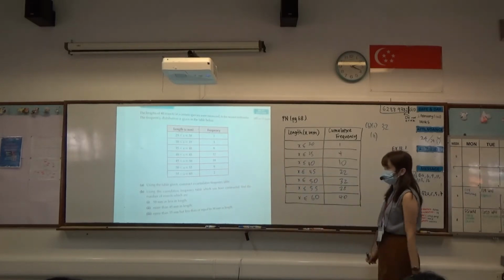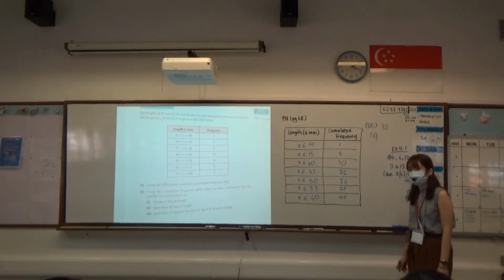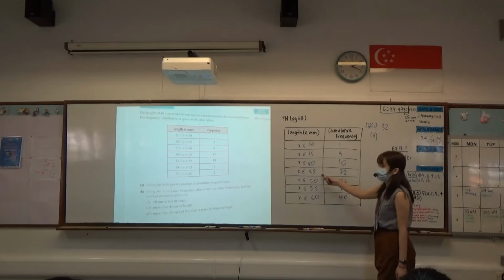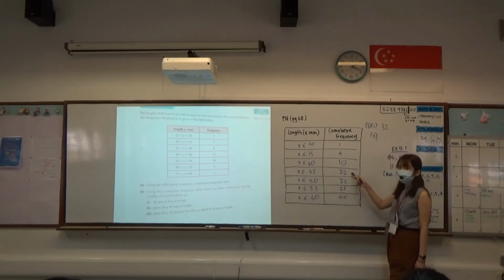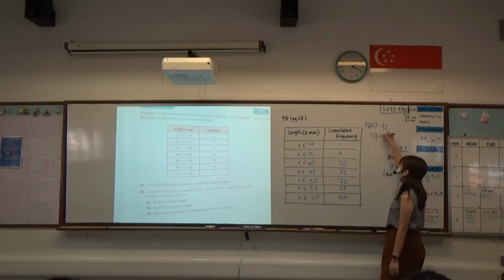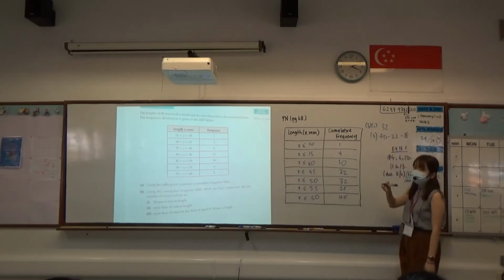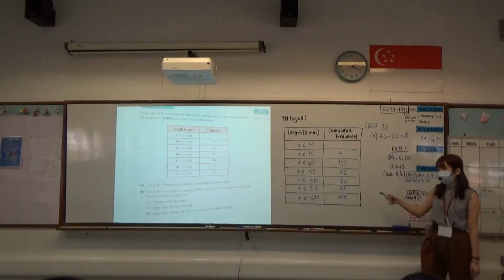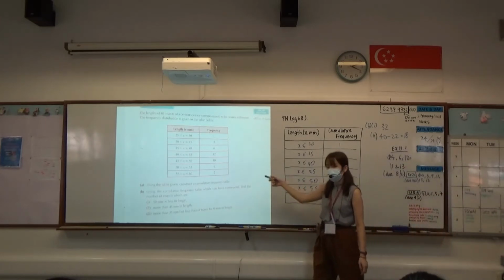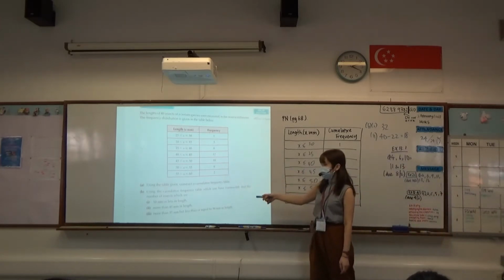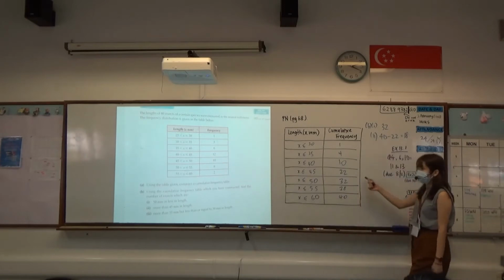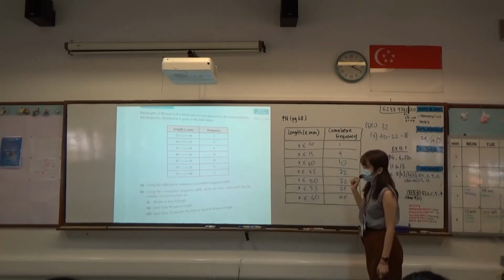What was the technique that we learned yesterday for more than 45 mm in length? We can just take the total minus away what we read off. 40 minus 22. Okay? Why am I trying to encourage you to do this? Because when I'm going to talk about our cumulative frequency graph, you will realize you no longer can do 10 plus 6 plus 2. So when it comes to more than, we should take total number minus what we can read off. That will be the more than.